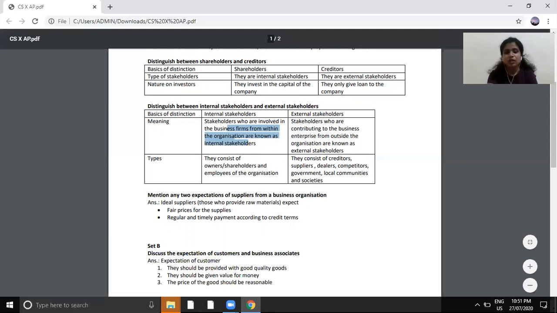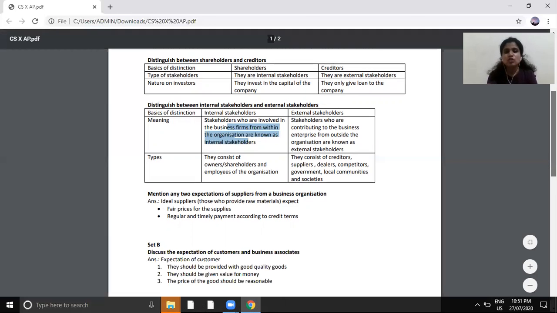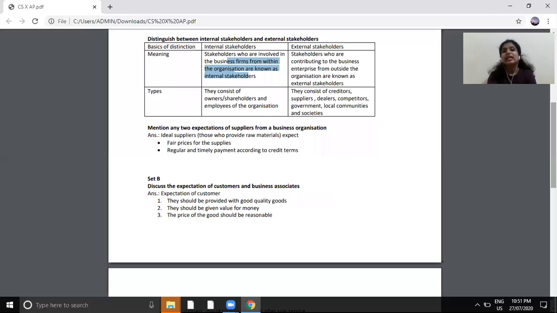Okay? The next question, or the last question in section A, is question 1E, that is, mention any 2 expectations of suppliers from a business organization. Now students, these kind of questions always start with a statement, which means when you start answering these kind of questions, you will first write a statement and then write your main answer. Now what statement to write? You will take words from the question itself and rewrite it.